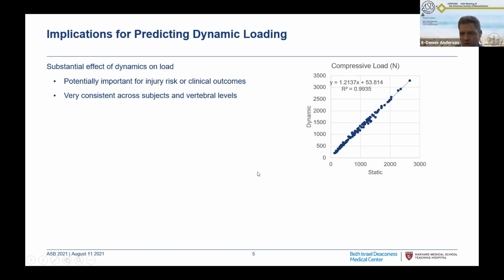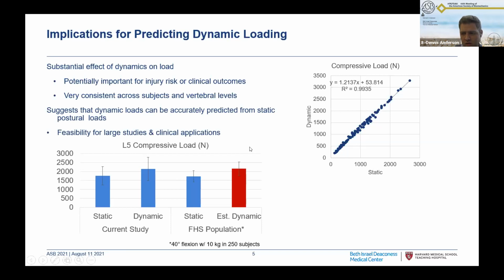And this is despite the variability in dynamics between the subjects. And so this suggests that you could predict dynamic loading accurately from a static postural load. As an example of this, we used this result to predict an estimated dynamic load from the Framingham Heart Study population that I mentioned earlier, where we had calculated static loads in 250 people for a similar lifting task. And so now we can adjust that into a dynamic loading, which might be more relevant.